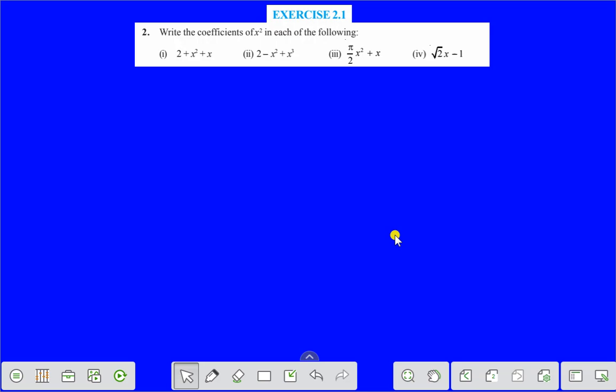Hello everyone. Today I'll discuss exercise 2.1 question number 2. Write the coefficients of x square in each of the following.